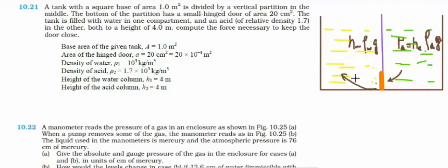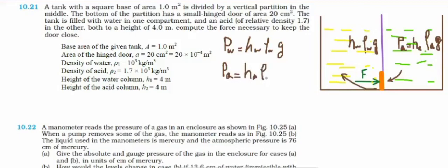Then how much force needs to be applied so that you can keep the compartment closed? That is the question. Here you have to calculate the pressure difference. The pressure applied by water is equal to H_W rho_W g. Then find the pressure applied by acid, H_acid rho_acid g. Then find the pressure difference.